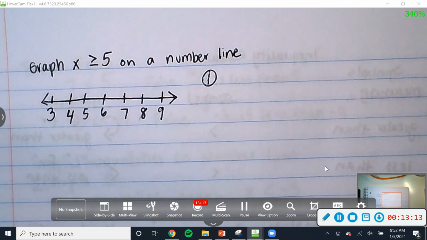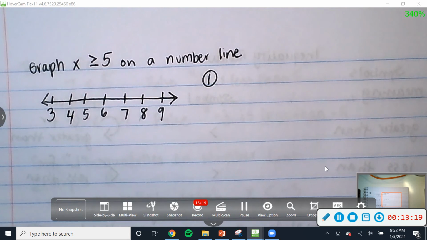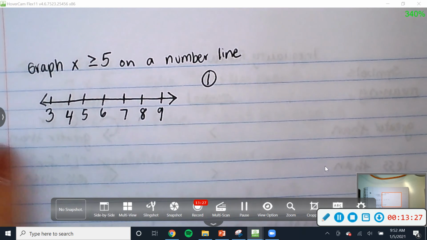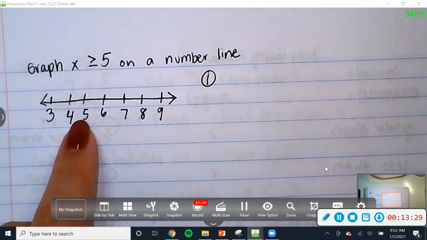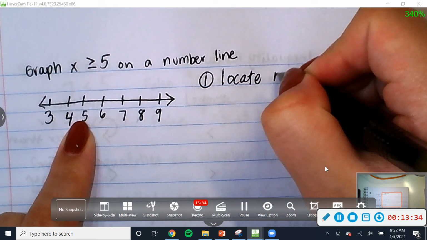So pause and do this on your own if you think you can graph it on your own first, and then come back and see the answer. I'm going to solve this really quickly now. So the first thing that we do is we want to locate our number. So 5, we want to locate that. Okay, got it. So locate our number.